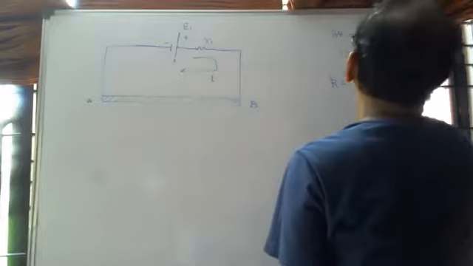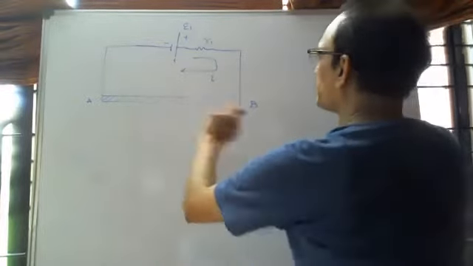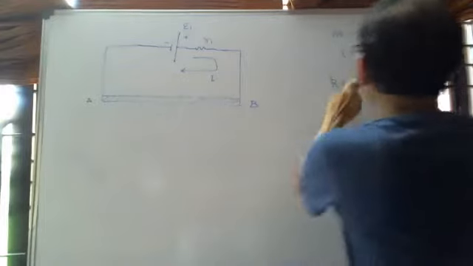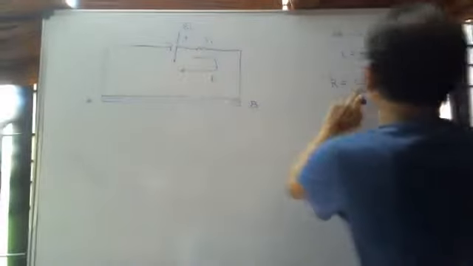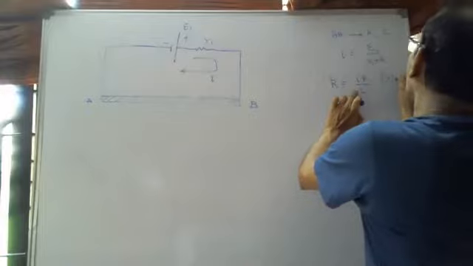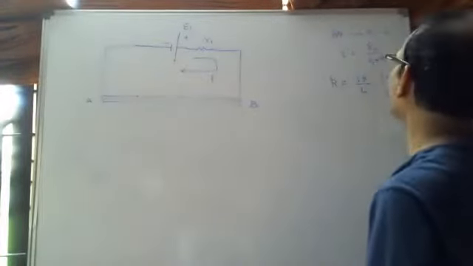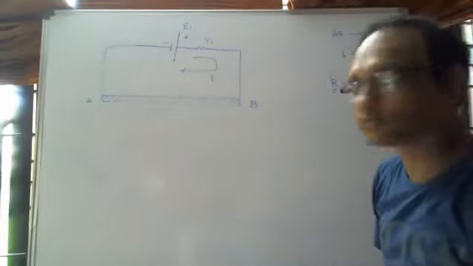Potential gradient will be: what is the total drop in potential? I into R divided by length L. Right? I into R is the potential drop from B to A divided by length L. These many volts per meter, right? So we know K. We have also found K, right?